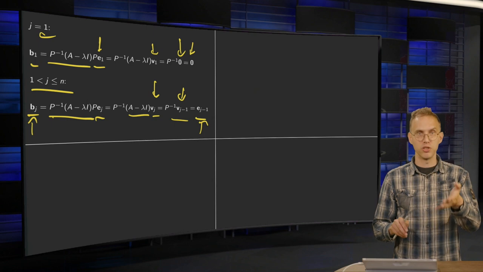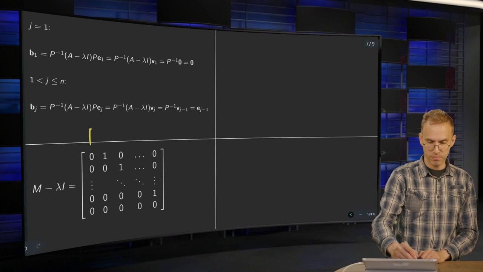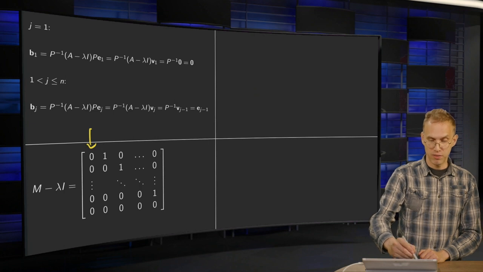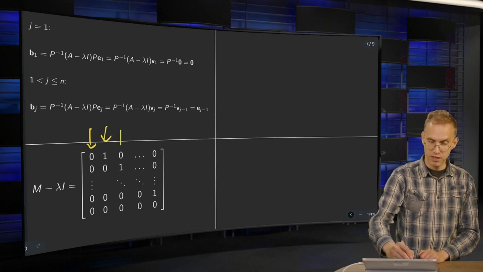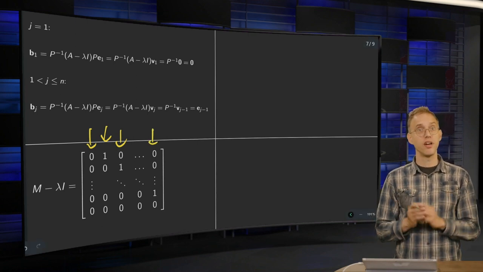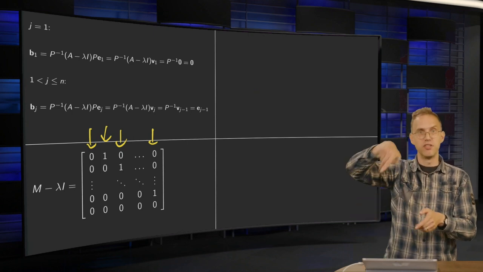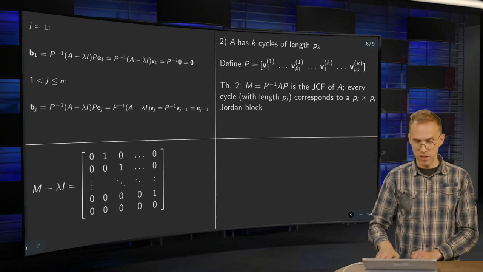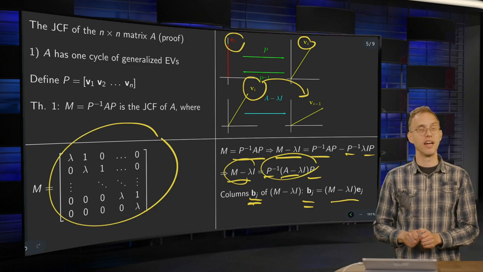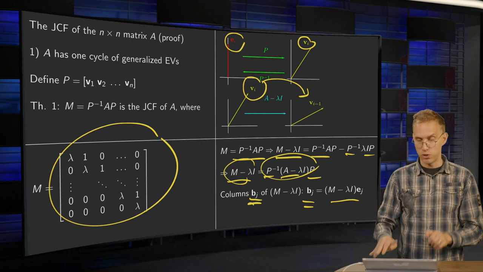So B2 equals E1, B3 equals E2. And then what do we get? The first column is 0 for our M minus lambda I. The second column B2 equals E1, B3 equals E2, and so on until the last one, Bn equals En minus 1. So there we have our M minus lambda I, and of course M is then just the same matrix with the ones and the lambdas on the diagonal, which was exactly the matrix M which we had over here. So that proves the theorem if you have just one cycle, just one Jordan block.